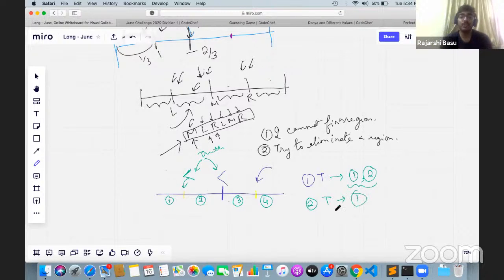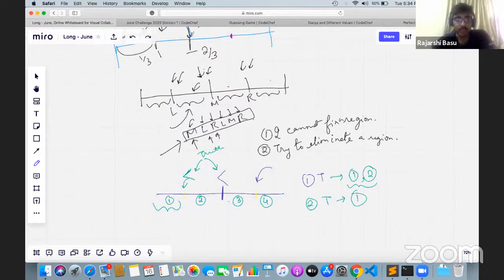You don't know which is the truth or which are false, but you definitely know that one of them is true. It might be that both are true. It might be that the first query was true and the second is false. It might be the first is false and the second is true. But in both cases, you are definitely sure that the first region is not valid. So you can definitely eliminate this first region, right? And then your problem reduces to a smaller range.